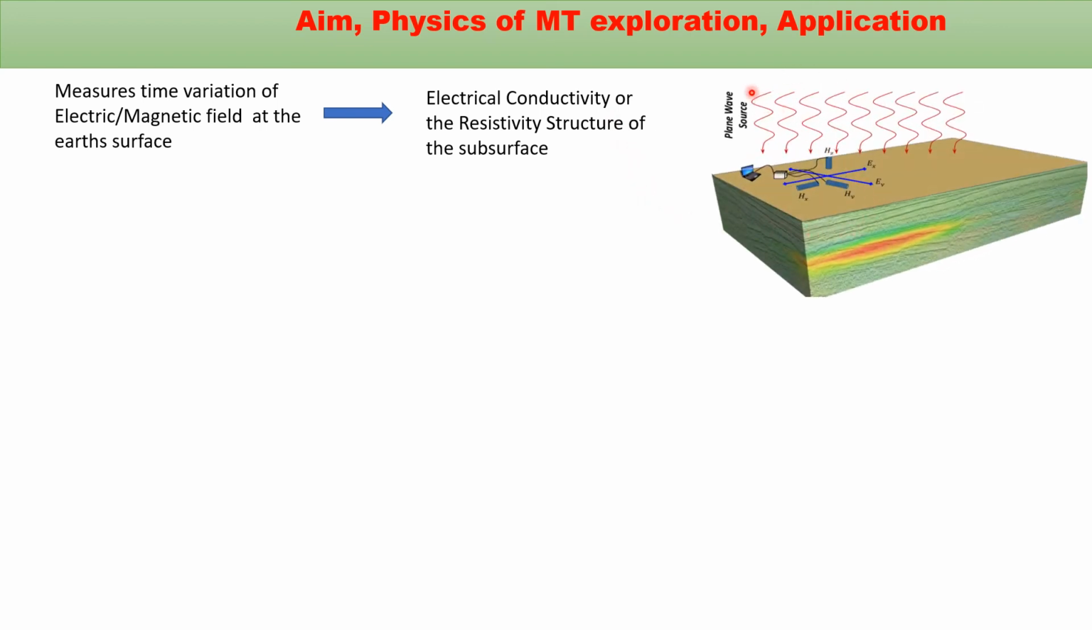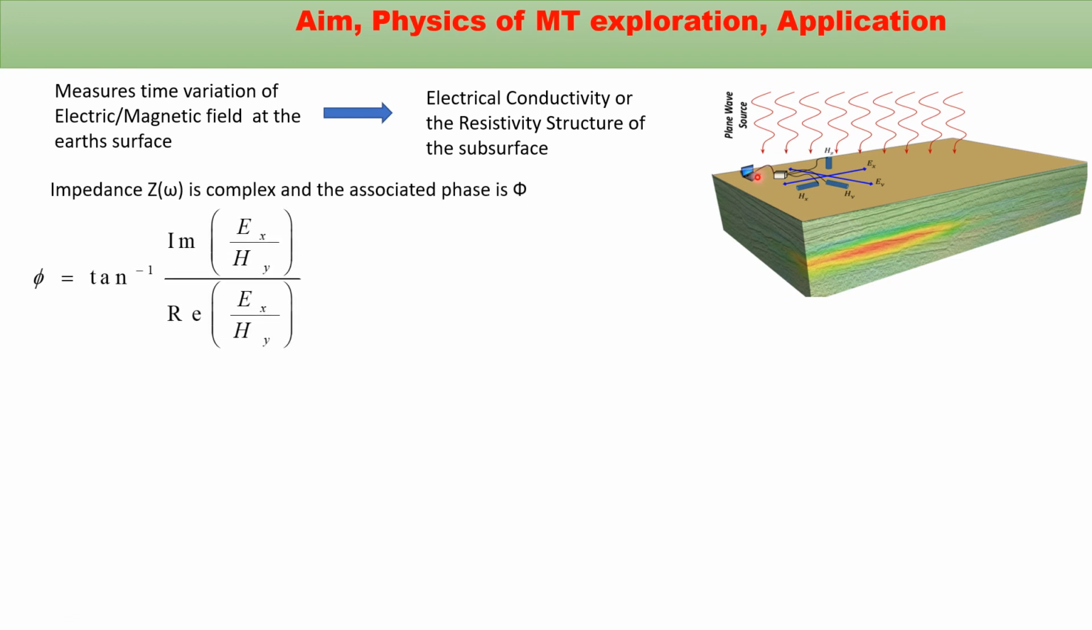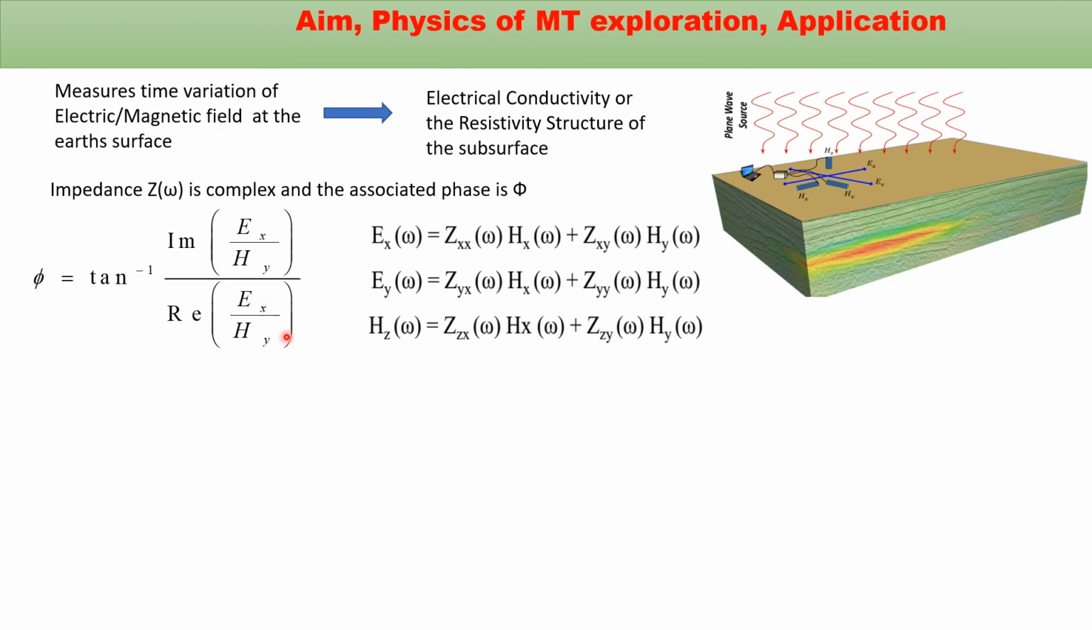Pictorially, you can see the plane wave coming onto it, the fluctuating electromagnetic field. It will record two electric field components, X and Y, and magnetic field X, Y and vertical Z components. It is being recorded here. Generally the impedance Z omega is complex, and the associated phase is given by tan phi, meaning the imaginary part of Z divided by the real part of Z. It will produce a phase. So this is called the tensorial equation.